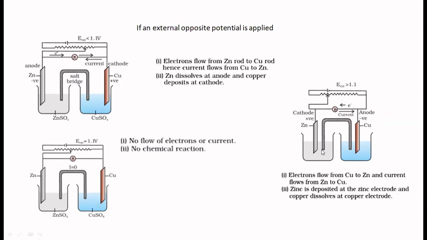Electrolysis happens. In this particular case, where the external potential is greater than 1.1, electrons will flow from copper to zinc. Current will flow from zinc to copper, and zinc is deposited instead of copper, and copper goes into the solution. This is exactly what happens when a lead storage battery is charged. When it is in use, it behaves like an electrochemical cell. When it is charged, it behaves like an electrolytic cell. That is the reason the cell reactions are reversed exactly like this.